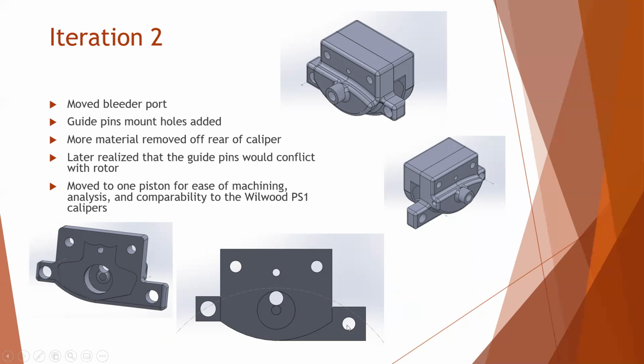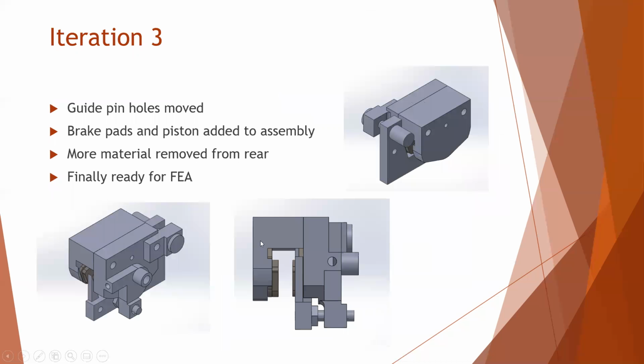For iteration 3, we realized that the guide pins were in the wrong location, which would cause a conflict with the rotor, which is this gray construction line seen here. And the guide pins would be coming out towards us, which would obviously hit the rotor. So those had to be moved. Iteration 3 moved those guide pin mounting spots. It also added brake pads and mounting plates, as well as the guide pins themselves into the assembly. Some more material was removed from the back of the caliper.